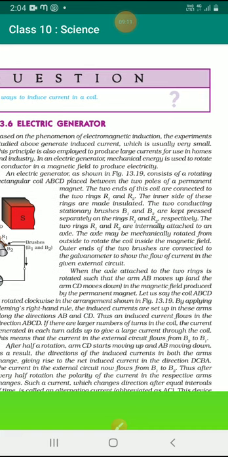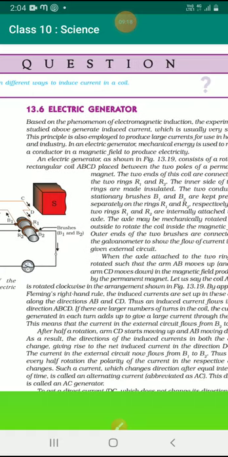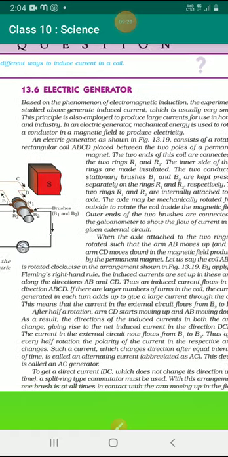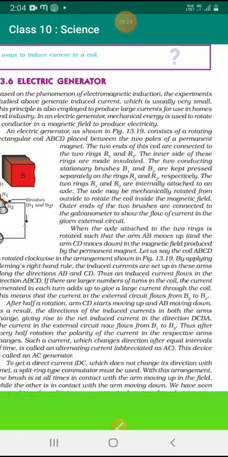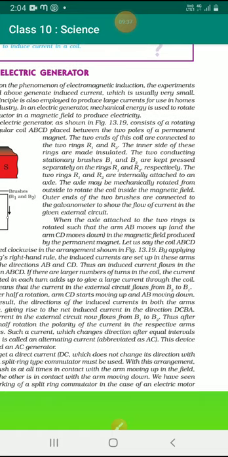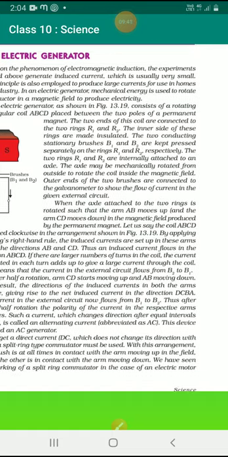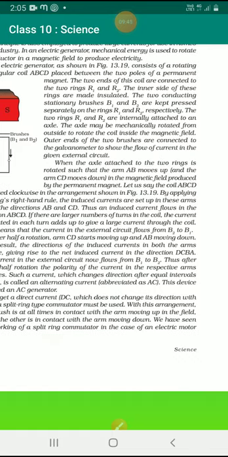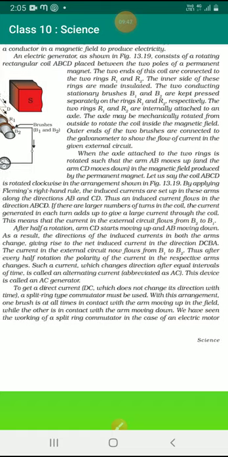And the two rings R1 and R2 are internally attached to an axle. Axle means this is an axle. There's a round, pipe-shaped part in the diagram, which is called an axle, correct. It may be mechanically rotated from outside to rotate the coil inside the magnetic field. So when it is rotated, the magnetic field lines are cut and it produces electricity, as I told you. The outer ends of the two brushes are connected to the galvanometer to show the flow of current in the external circuit. The galvanometer is connected just to detect the current.